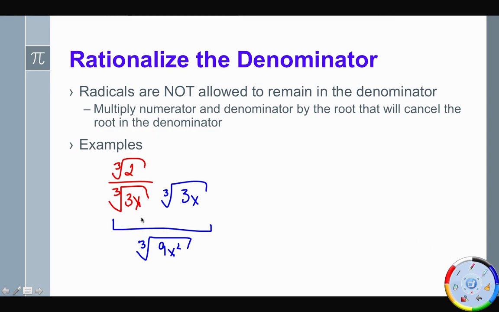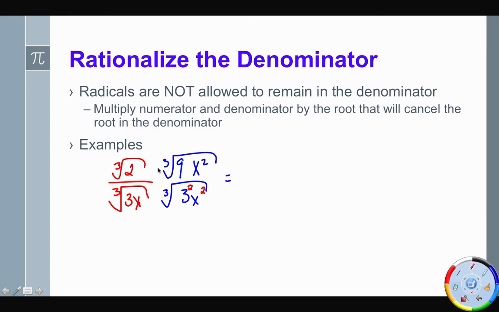So what you actually have to do is that since you need a cube, you need to actually multiply by, since you have 3 to the first power, you need 3 to the second power. And because you have x to the first, you need x to the second as well. That way you get 3 of those things to simplify. So we're going to multiply by that up here. 3 squared is 9, and x squared is x squared.